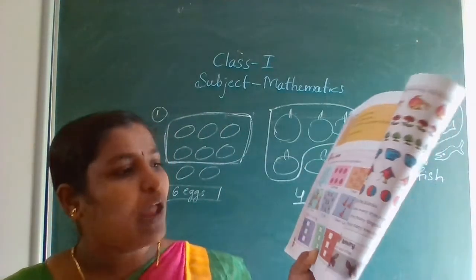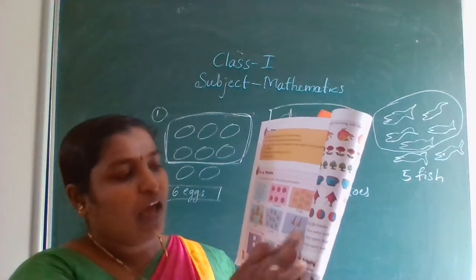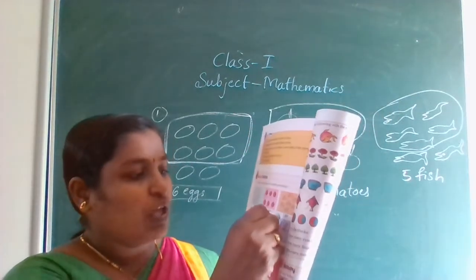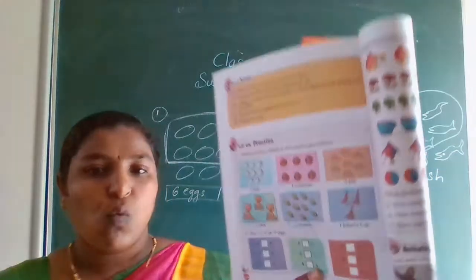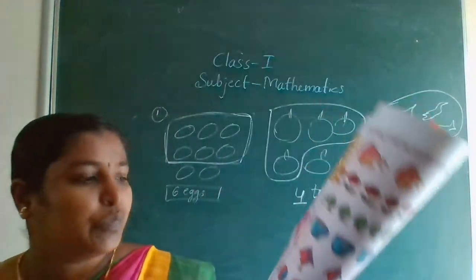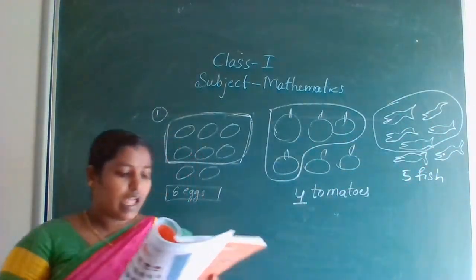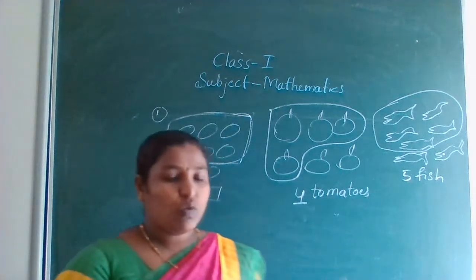And then 1 joker's cap. They have given 3 joker's caps. You just circle 1 joker's cap. And then put greater than, less than or equal to sign.